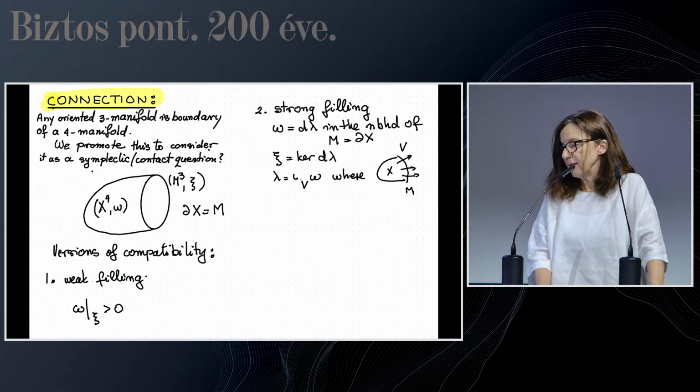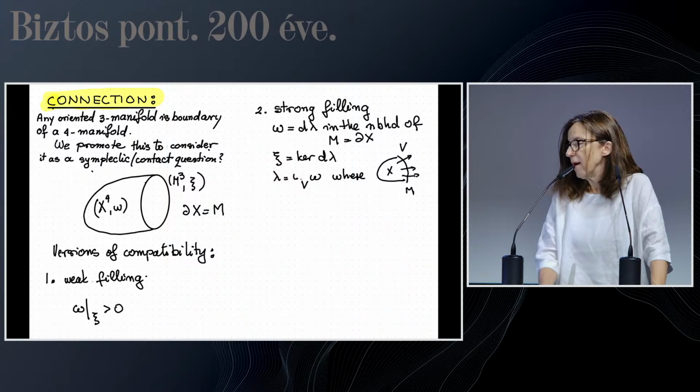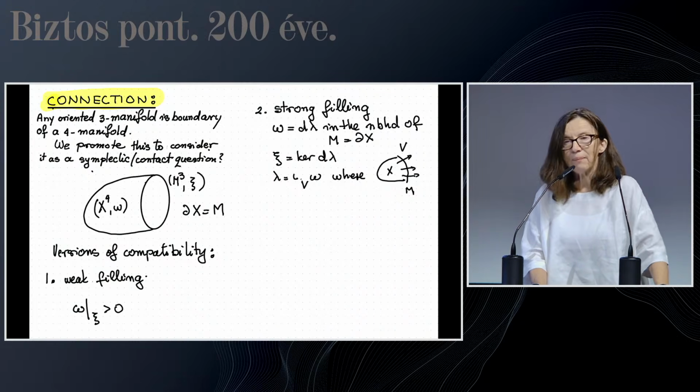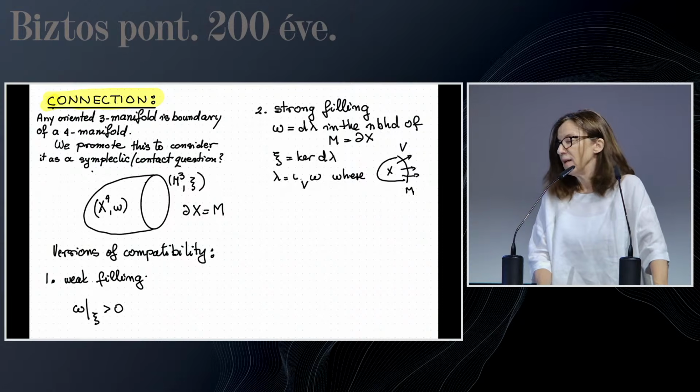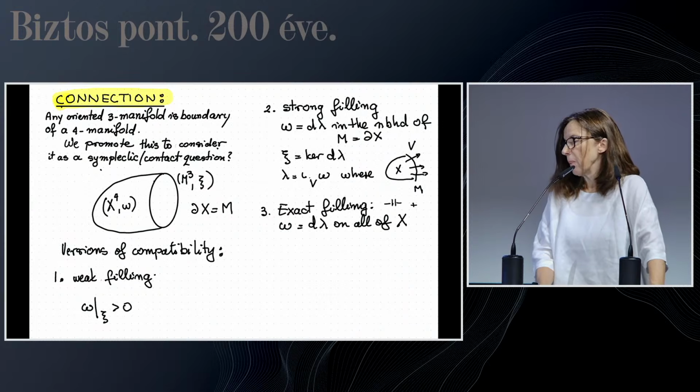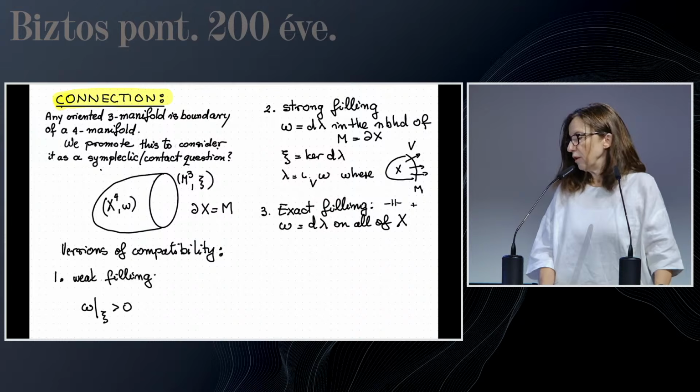Strong filling is if we assume that, but we assume more, that in the neighborhood of the boundary, the form ω is dλ for a contact form λ. Remember, λ ∧ dλ was non-degenerate, so dλ is non-degenerate. So we want it to be ω in the neighborhood of the boundary. And actually, we want there to be a vector field V so that this λ is determined by ω and the vector field V.